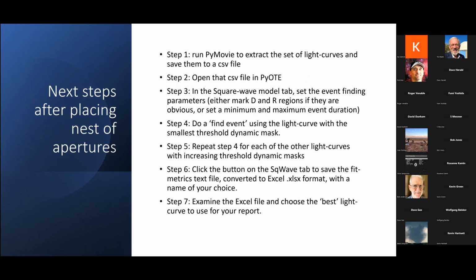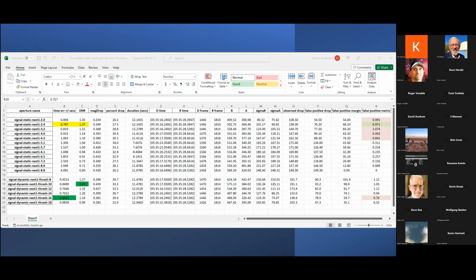This will be a little familiar. You've got to run PyMovie, you got to open it in Pyote, you got to set your event finding parameters, you do a find event for each one, now you're looking at the ones from the dynamic mask, and you repeat that for all 6 of those, and you save those to the Excel format, and then you open the Excel format and you pick the best. And this is the Excel spreadsheet that we got.